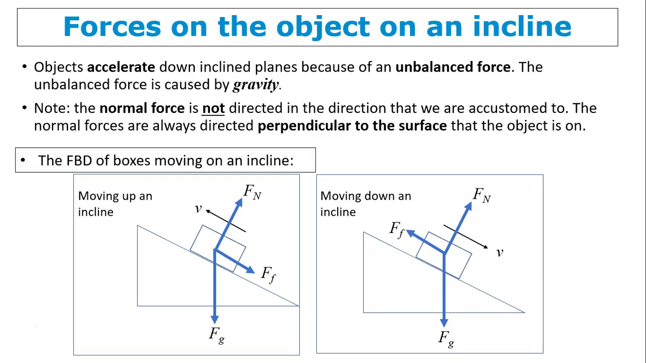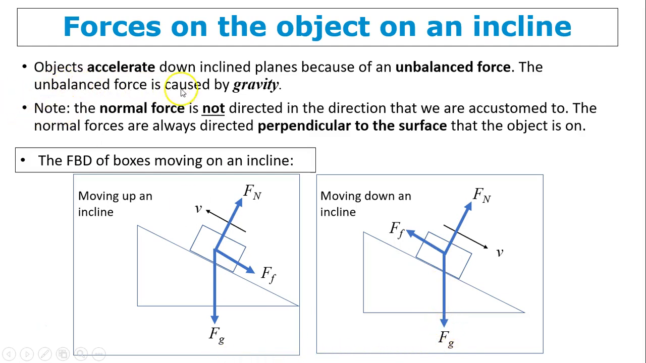Forces on the object on the incline. So here is a free body diagram of a box moving on the incline. The first case is moving up the incline. In this case, you have gravity, normal force, and friction force is downward, opposite of V. When the object moves down the incline, the friction is upward, opposite of V. Again, you'll have your normal force perpendicular to the incline, and gravity is always straight down.